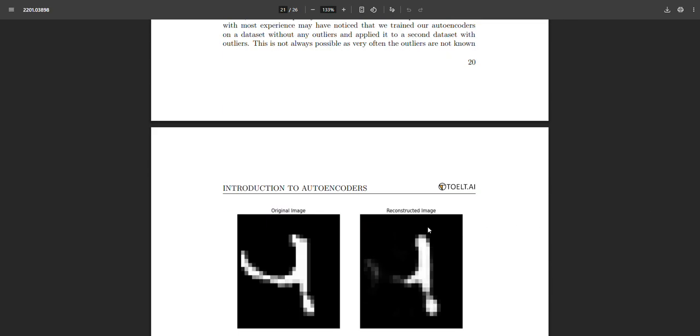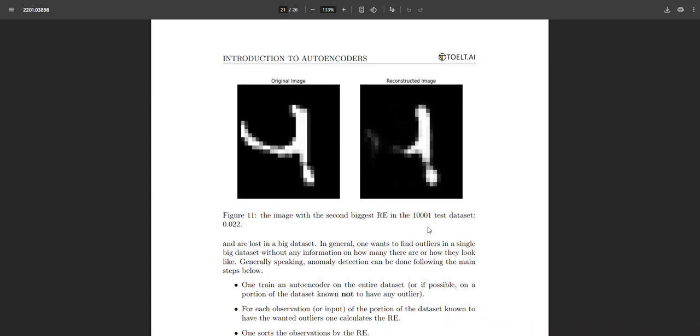By contrast, figure 11 shows an image with the second biggest reconstruction error, a poorly written digit, which is significantly lower at 0.022. This massive gap allows us to confidently classify the shoe as a primary outlier.